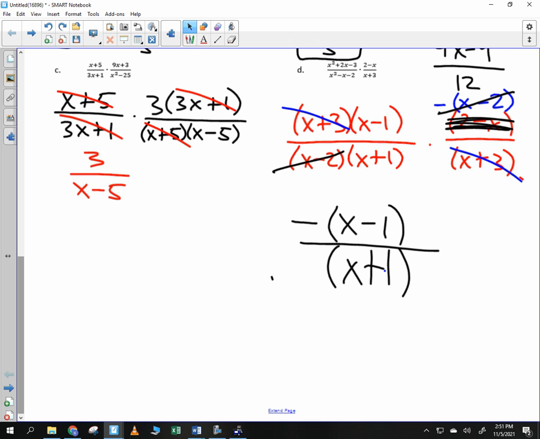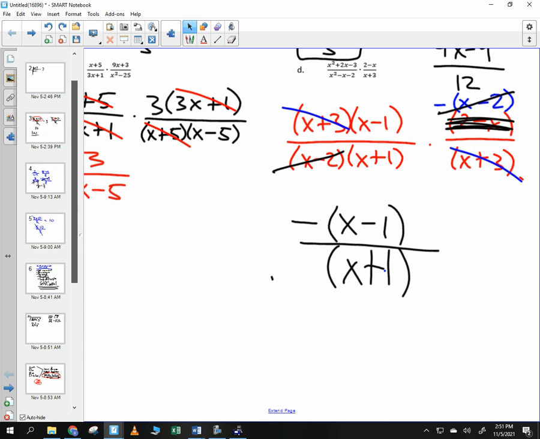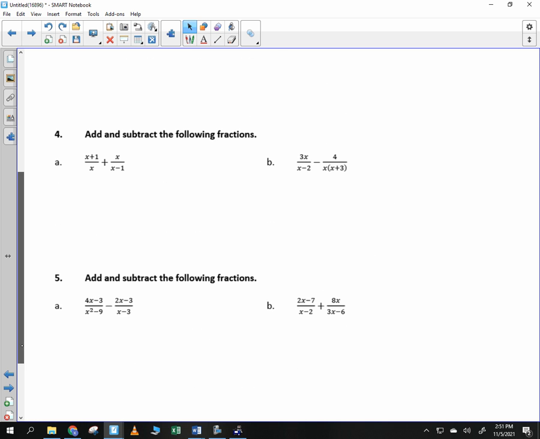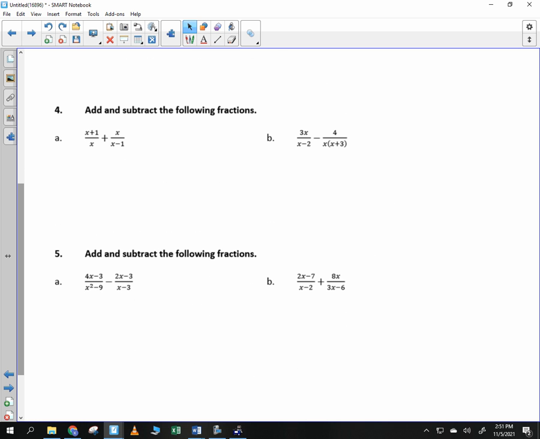So on Monday, we will pick up and we will start by talking about dividing and then adding and subtracting. So we pause there.